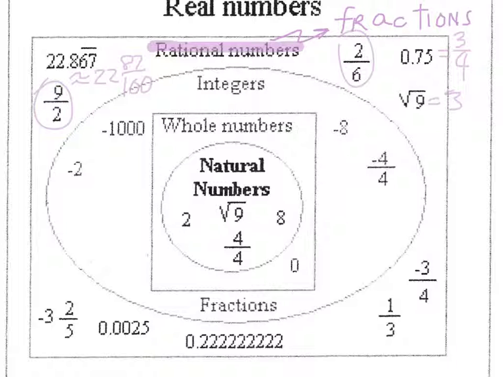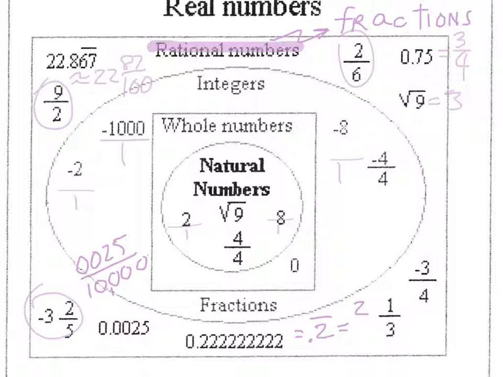22.8 with 6, 7 repeating is approximately 22 87/100 as a fraction. All of these numbers can be made into fractions also by putting them over 1. I found another one, and this one's a fraction, and 0.0025 can be made a fraction by putting the 0025 on top, a 1 on the bottom, and a 0 for every number on top, giving us 25 10,000ths. The number at the bottom here, 0.2 repeating, is really 2/9, and these are obvious fractions.